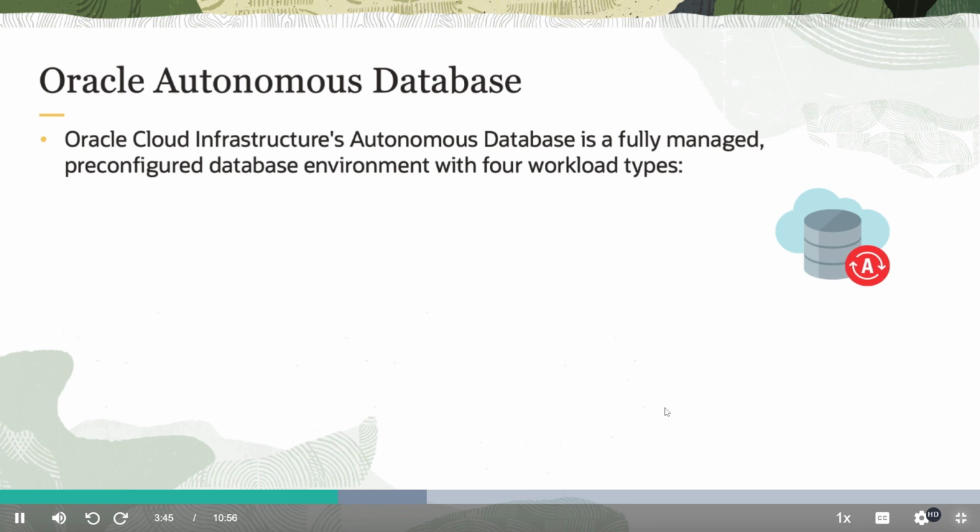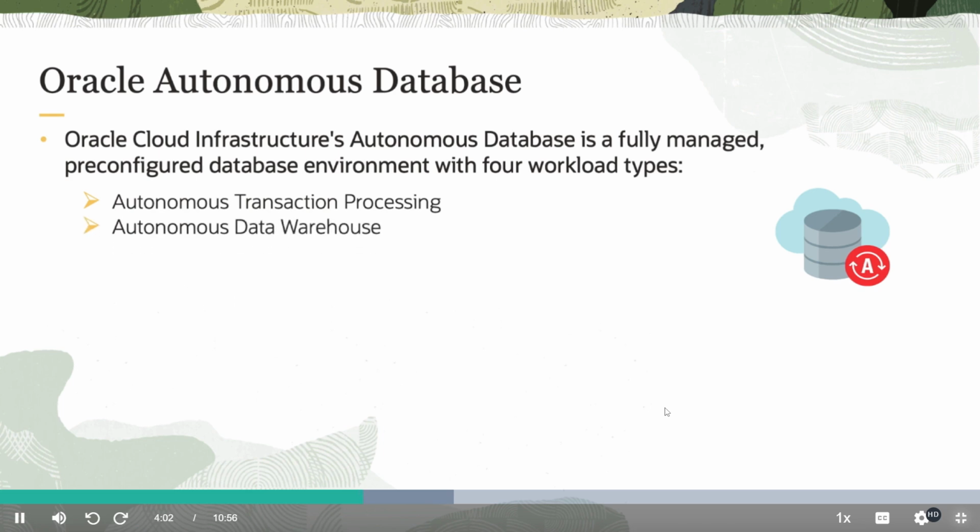Autonomous Database offers 4 different workload types. Autonomous Transaction Processing. This is built for transactional workloads and offers high concurrency for short-running queries and transactions. Autonomous Data Warehouse. This is built for decision support and data warehouse workloads. It offers fast queries over large volumes of data.